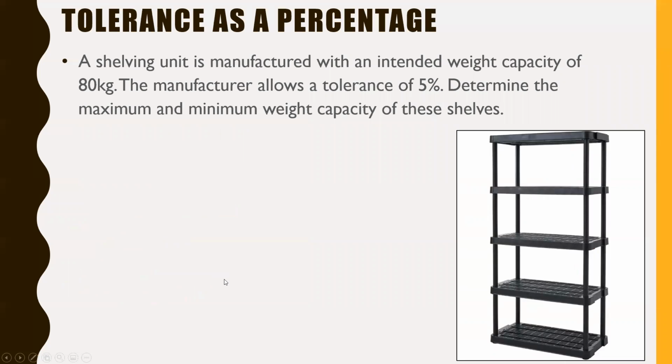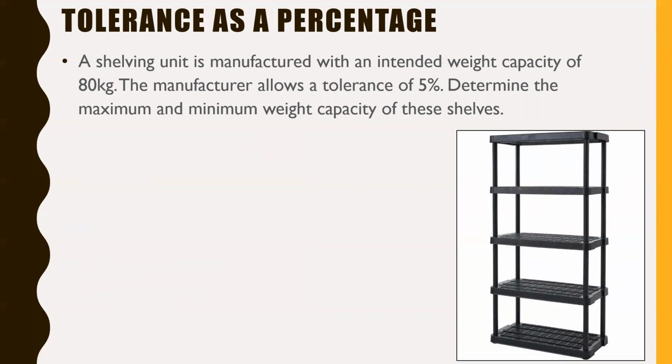Tolerance is a percentage. Sometimes tolerance is not given as an actual explicit number. Sometimes it's given as a percentage. So I'll show you how to work with this. A shelving unit is manufactured with an intended weight capacity of 80 kilograms. So that's how much that shelf is supposed to weigh. The manufacturer allows a tolerance of 5%. Determine the maximum and minimum weight capacity of these shelves.